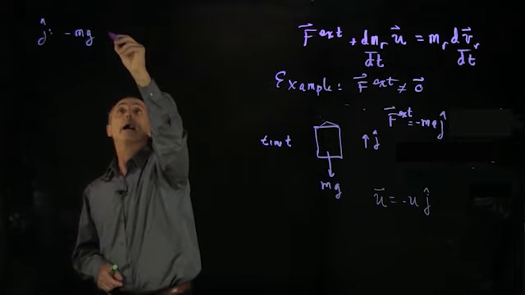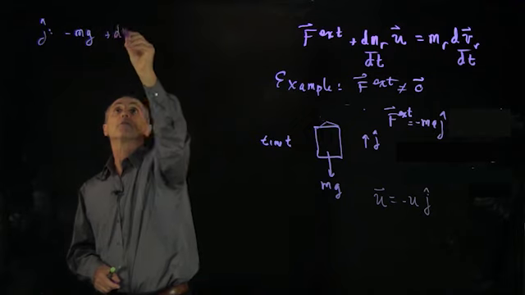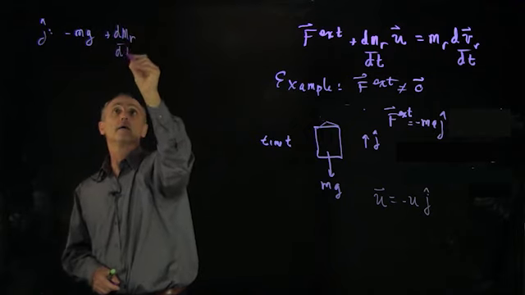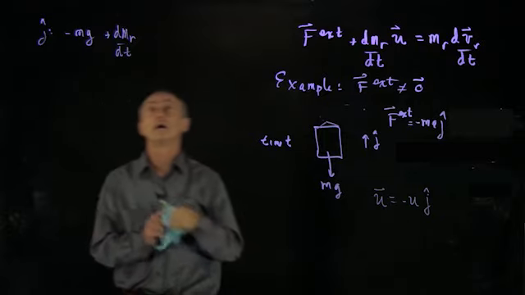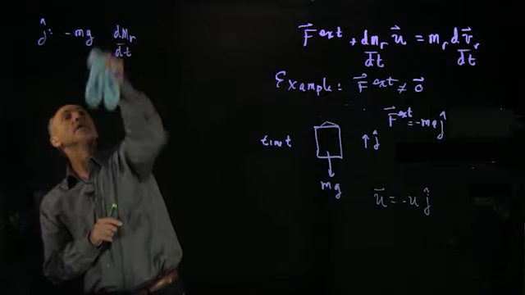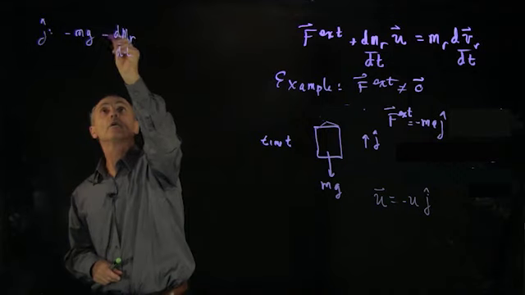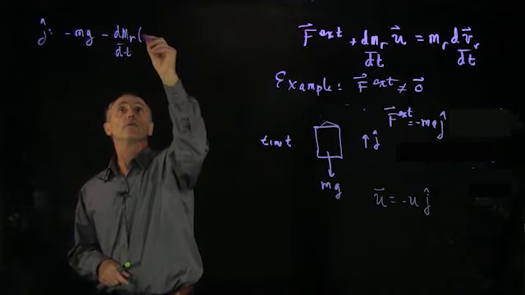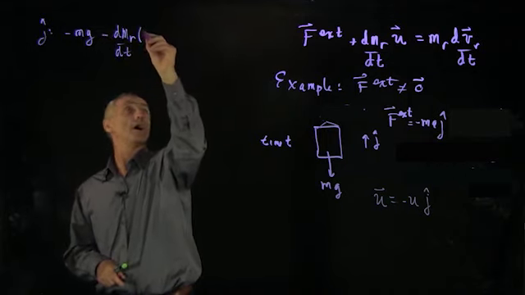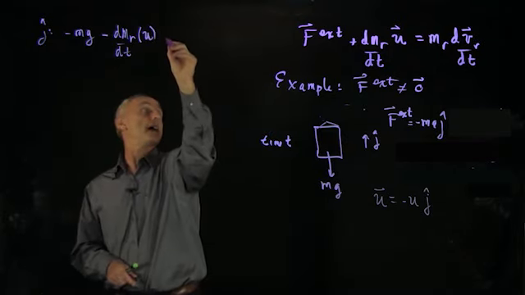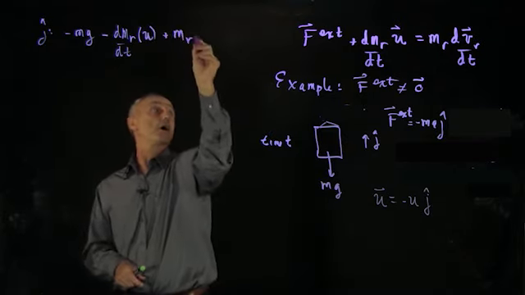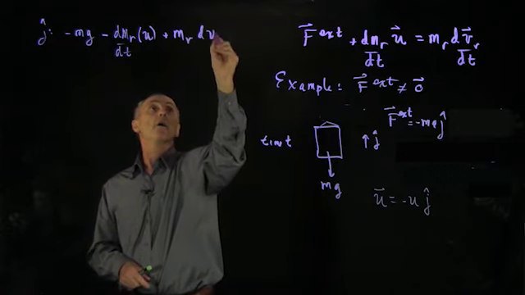We have the rate that the rocket mass is changing. Remember, dm_r/dt is going to be negative, so there's a minus. And over here we have another minus, because the exhaust velocity is minus u. And finally, we have m_rocket dv_r/dt.